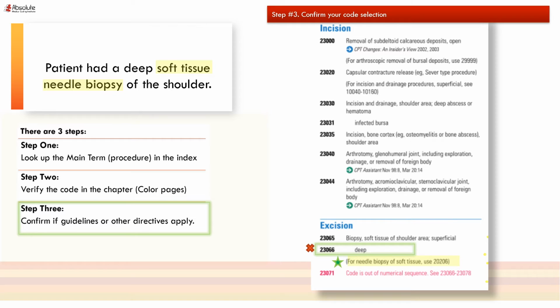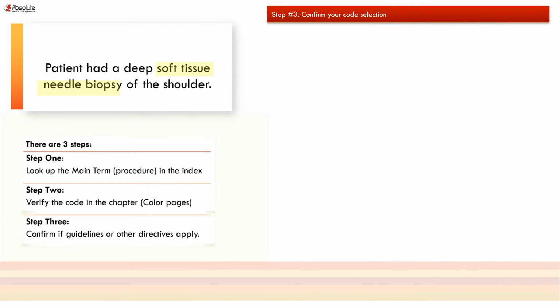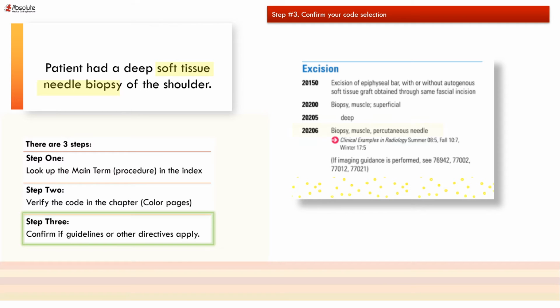So let's go ahead and take a peek at 20206. And 20206 is biopsy, muscle, percutaneous needle. So as it told us in the parenthetical guideline, if there is a needle biopsy of the soft tissue, we have to be directed to code 20206. So this is going to be our code.